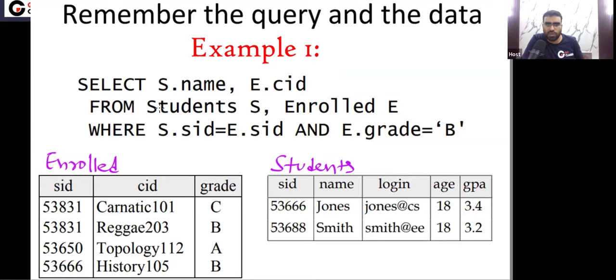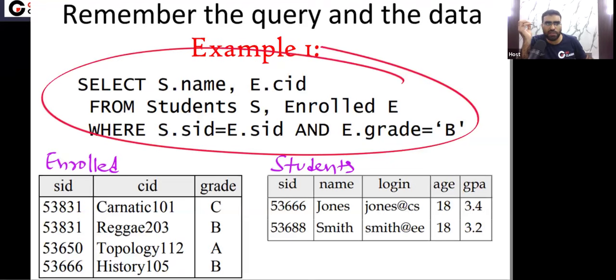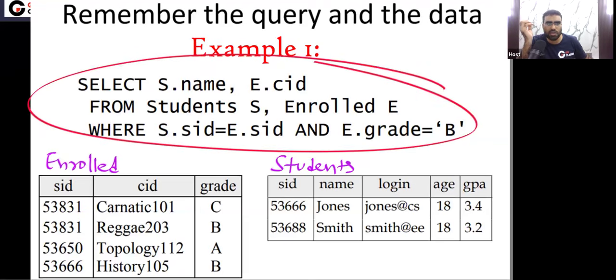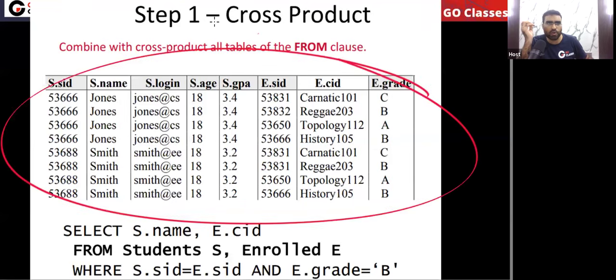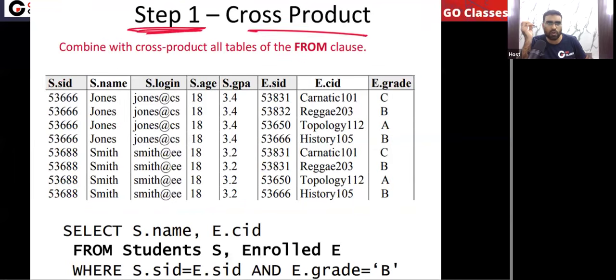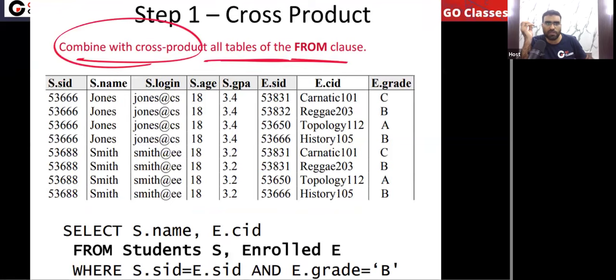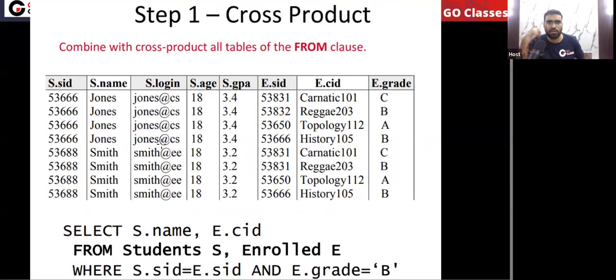Now what is this query doing? What is the conceptual evaluation? What is the first step? How will you evaluate this query? The first step is the cross product of the from clause. Yes or no? You do the cross product of these two tables, S comma E. So step one is the cross product of all tables in the from clause. Very simple. The first step is done.